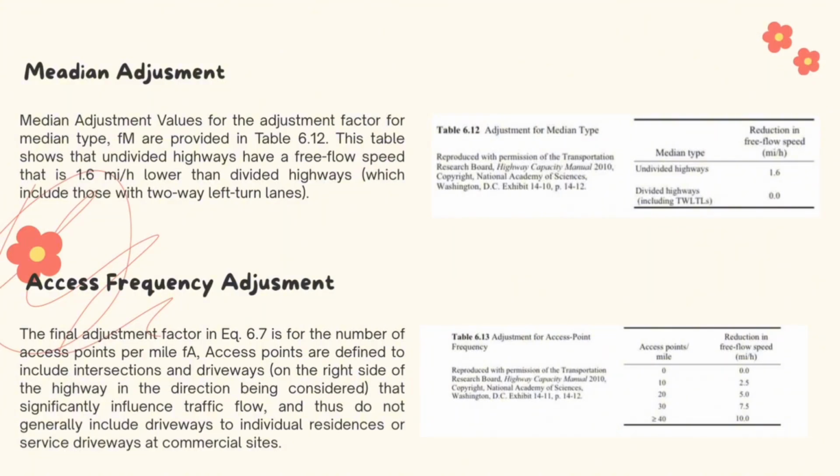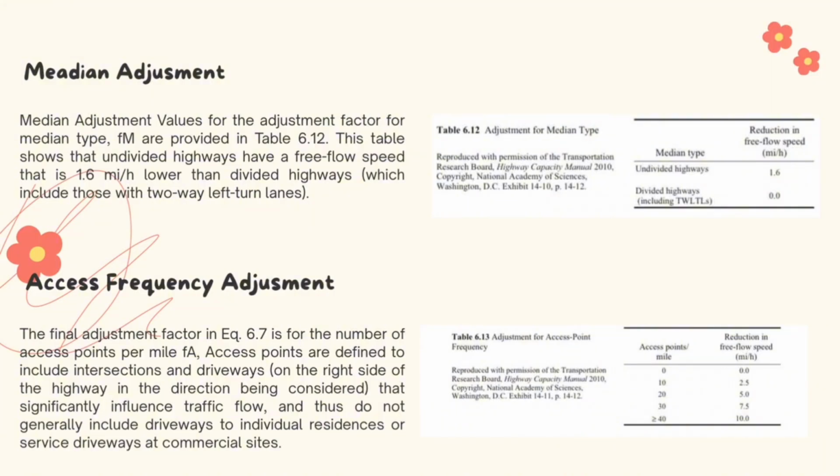For median adjustments, the values of the adjustment factors for median types, FM, are provided in table 6.12. This table shows that undivided highways have a free flow speed that is 1.6 miles per hour lower than divided highways, which include those with two-way left-turn lanes. This table 6.12, adjustment for median types, is reproduced with permission from the Transportation Research Board.